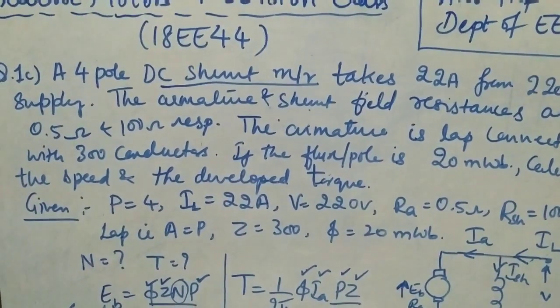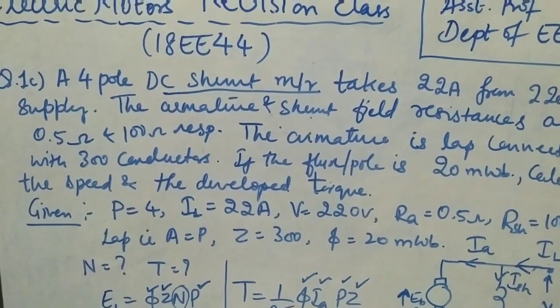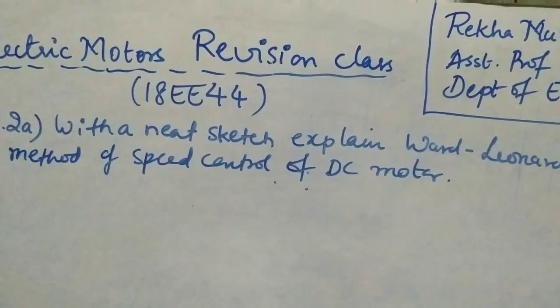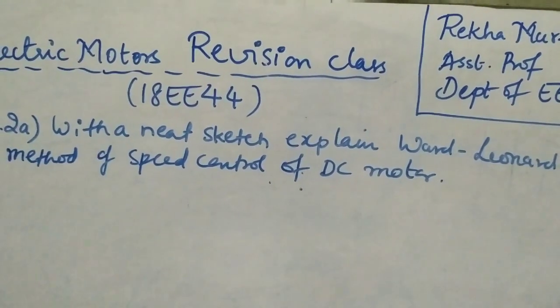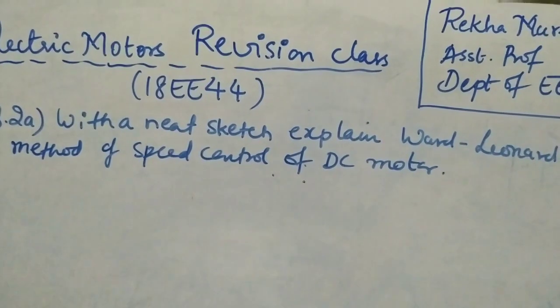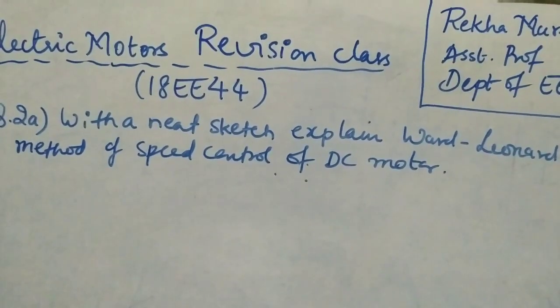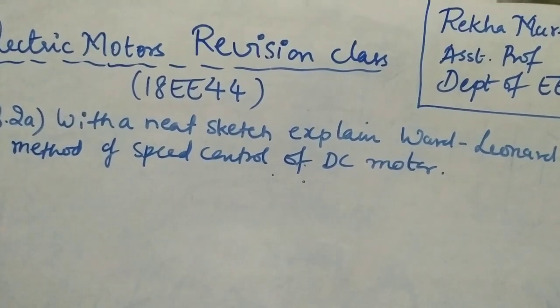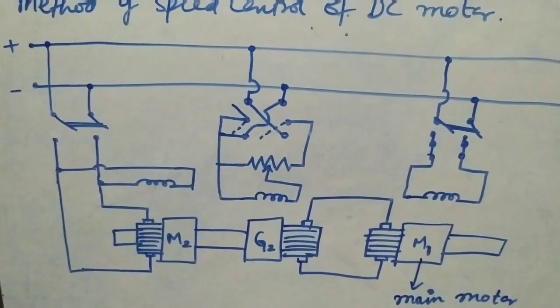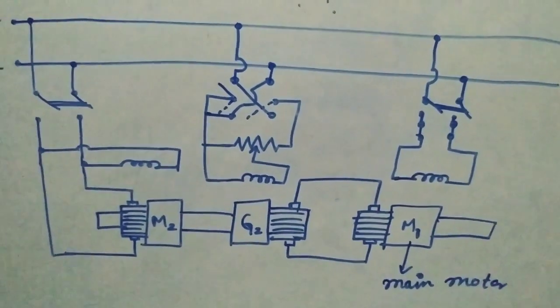Now let us see what the other part of a question from module 1 can be. The next part of a question in module 1 is question 2a: with a neat sketch, explain the Ward-Leonard method of speed control of a DC motor. Now let me draw a diagram. This is the diagram which you have to write down for the Ward-Leonard method.